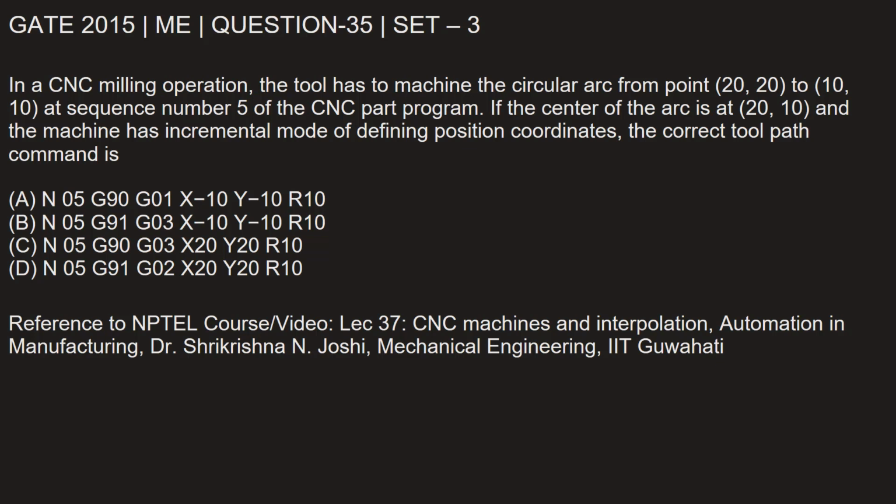This question is from GATE 2015, Mechanical Engineering paper set 3, question number 35. In a CNC milling operation, the tool has to machine the circular arc from point 20,20 to 10,10 at sequence number 5 of the CNC part program. If the center of the arc is at 20,10 and the machine has incremental mode of defining position coordinates, the correct toolpath command is dash. Let's find out.